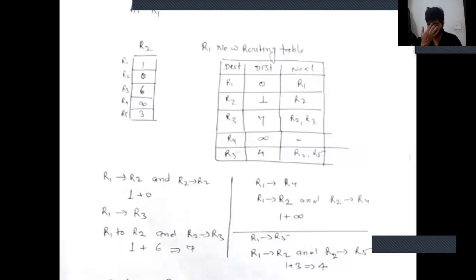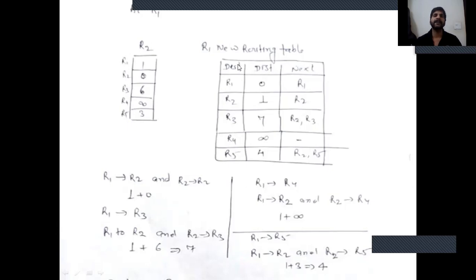At R1, we create a new routing table like that. R1 only uses the distance vector routing table of its neighbor. The neighbor of R1 is R2. The R2 distance vector table is R1 equal to 1, R2 equal to 0, R3 equal to 6, R4 equal to infinity, R5 equal to 3. It was calculated in the previous slide. Now the new routing table of R1 like that.